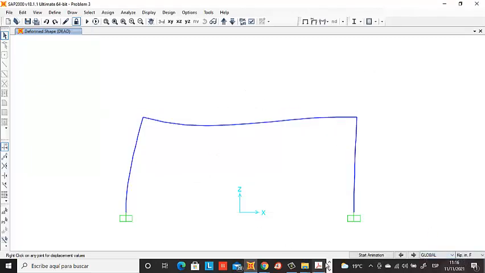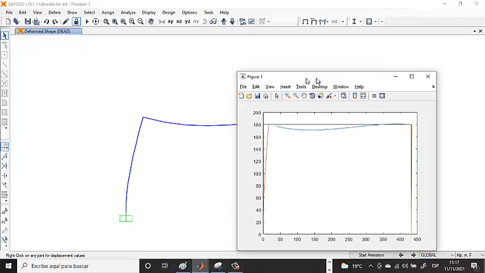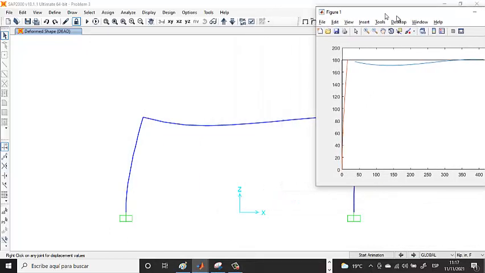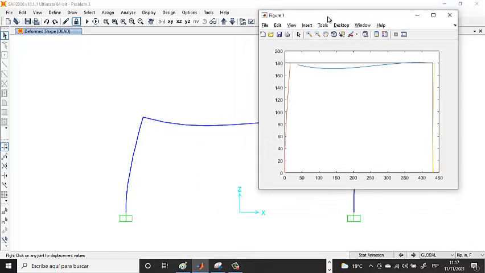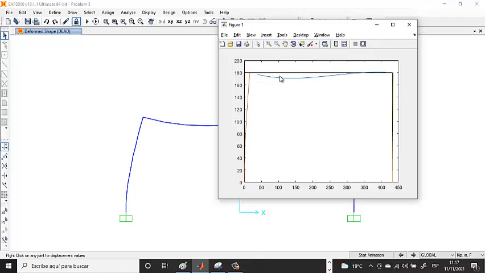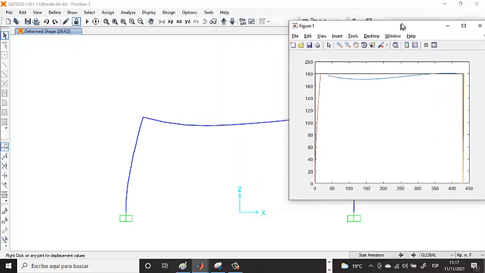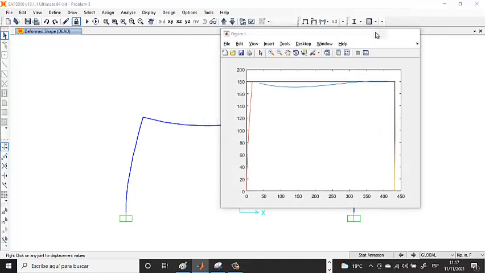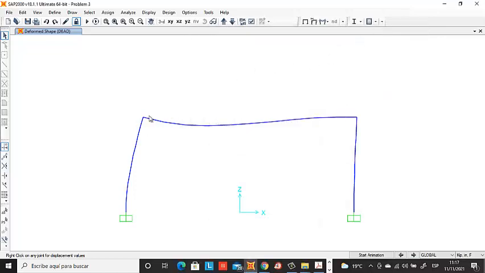As we can see, if we compare first the deformed shape of the structure with the deformed shape from the MATLAB code that we are given, it's almost the same, right? In this case, the restraint zone is only a straight line at the beginning and the end of the beam.